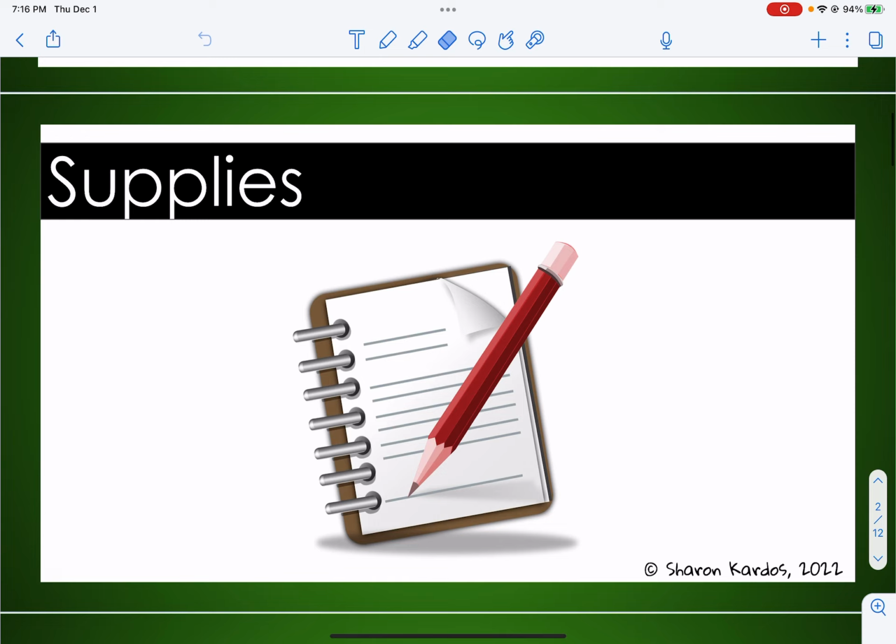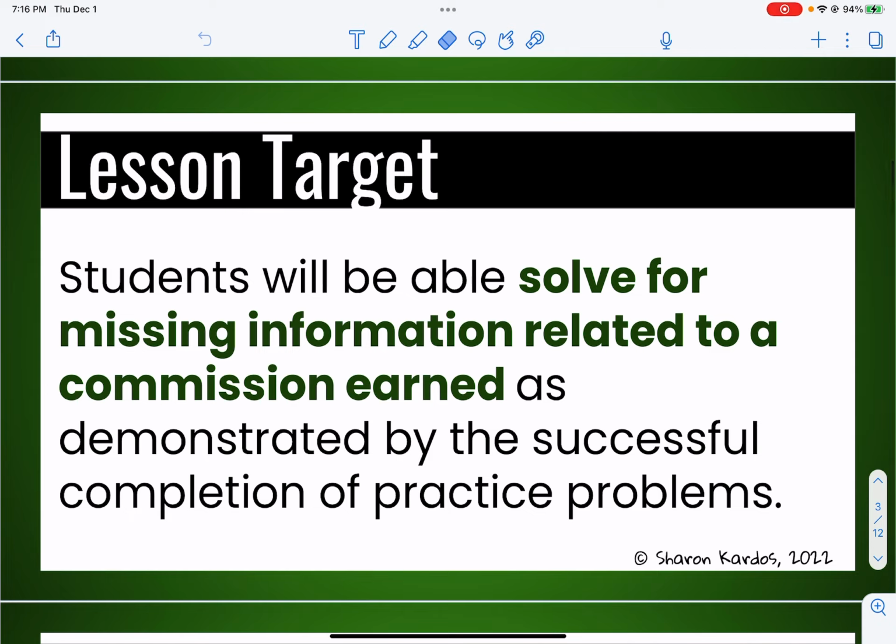So go grab your paper, your pencil, your notes, whatever you need. Calculator would be good, and let's jump right into the lesson. So our lesson target today is that we're going to be able to solve for some missing information related to commission that is earned. And we're going to show that by completing some practice problems.